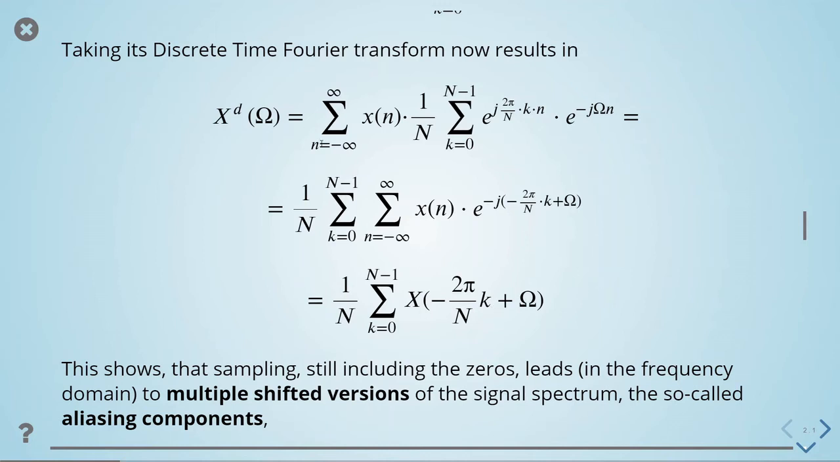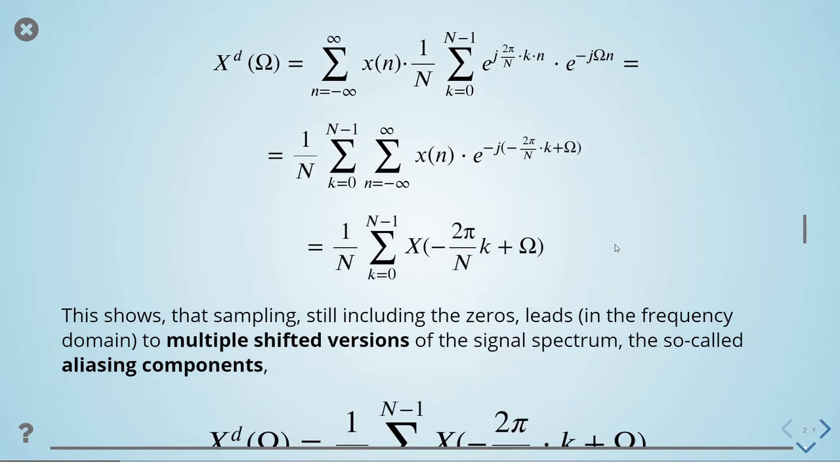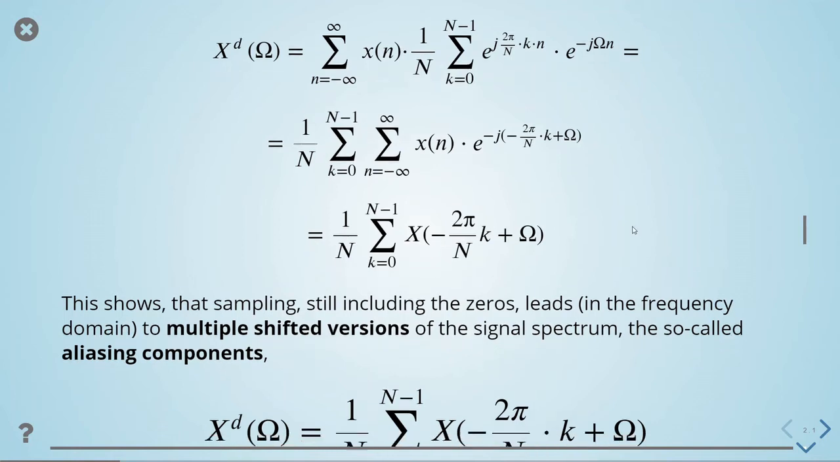So the discrete time Fourier transform becomes 1 divided by capital N, times the summation from k equals 0 to N minus 1 of X of (minus 2 pi divided by N times k plus omega). This shows that sampling that still includes the zeros leads in the frequency domain to multiple shifted versions of the signal spectrum. We can also call these multiple shifted versions of the signal spectrum aliasing components.